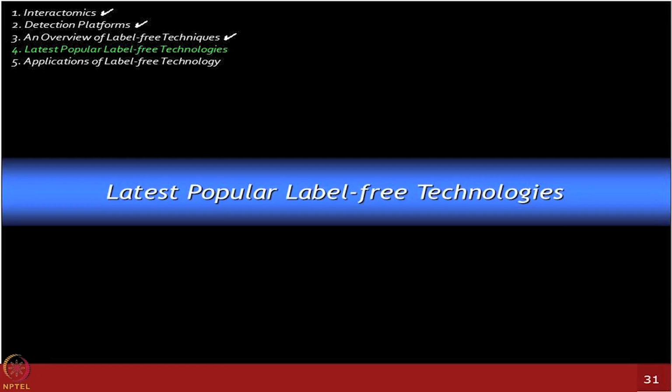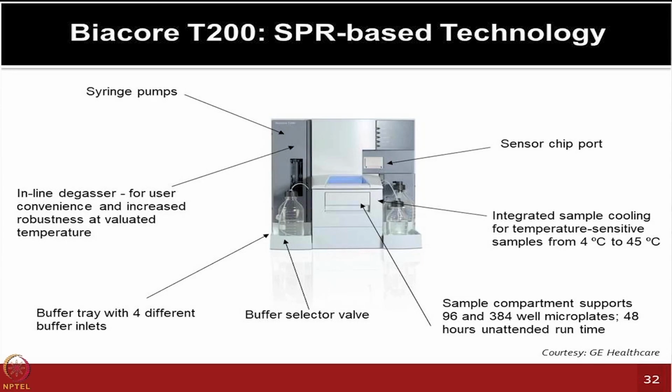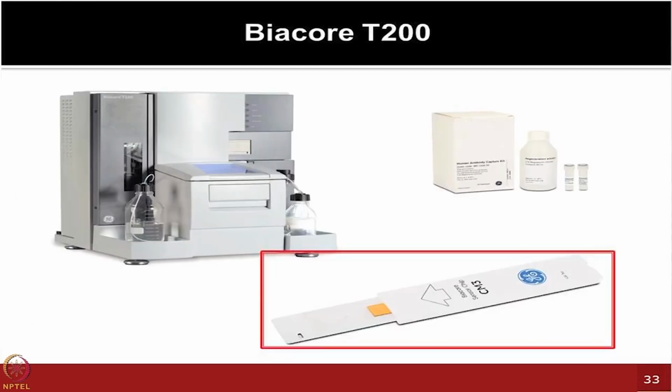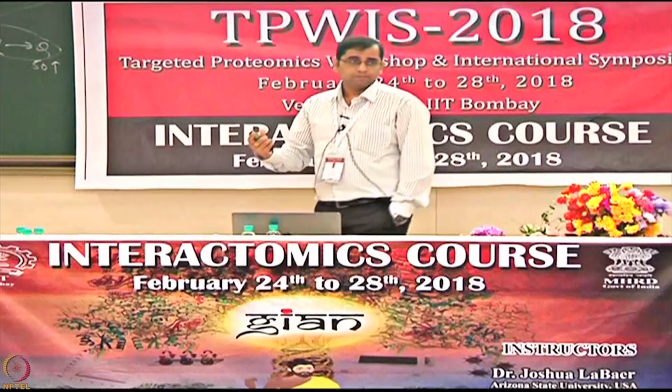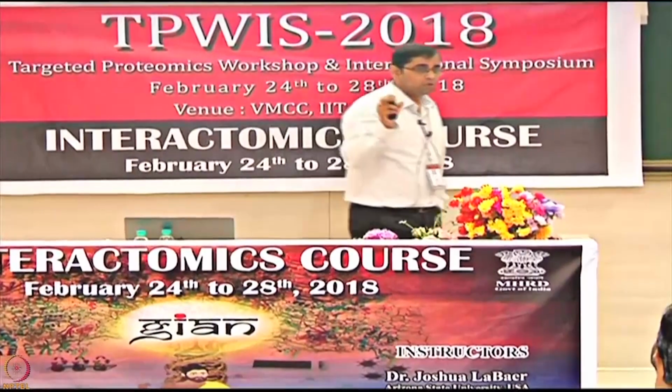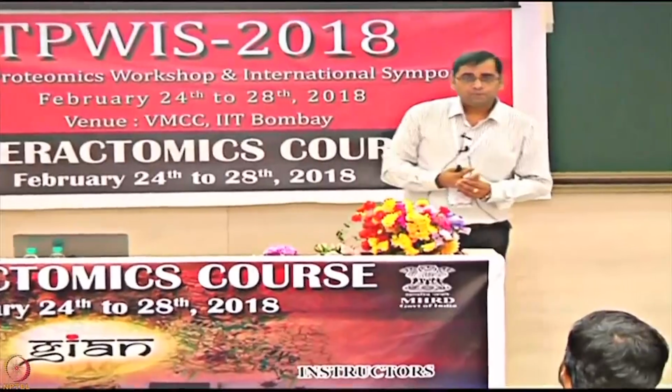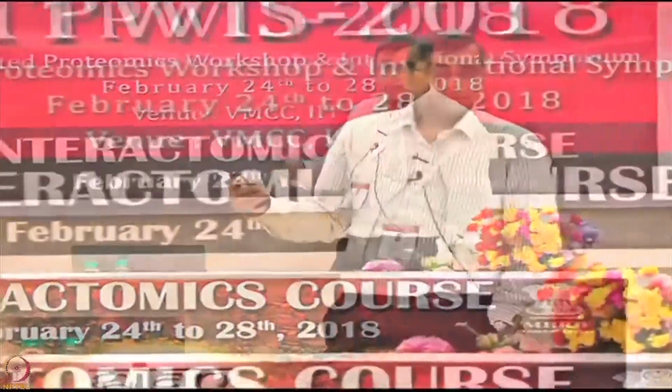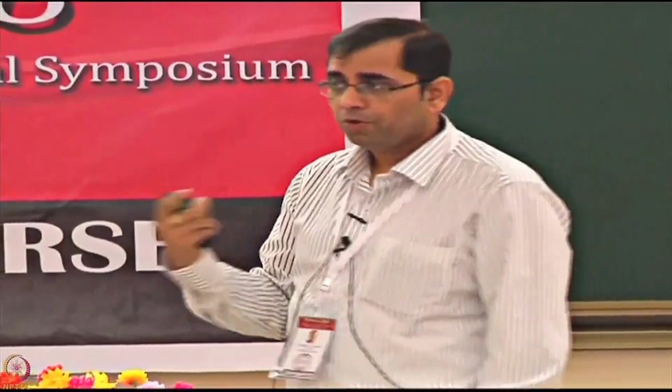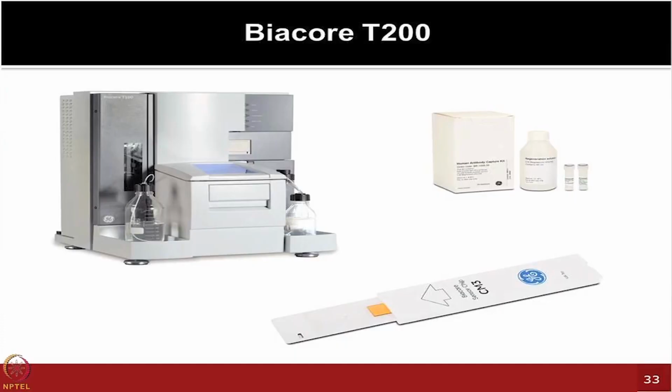All right, so among the latest popular technologies, one of them is the Biacore T200, offered by GE Healthcare. There are many types of chips coming with these technologies, depending on how you want to immobilize your molecules. Sometimes you have different carboxymethyl based surfaces. Sometimes nickel NTA chips can be very useful if you have histag based proteins. So you can select the right kind of chip for your use, and make use of it accordingly.